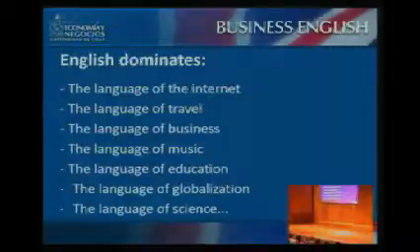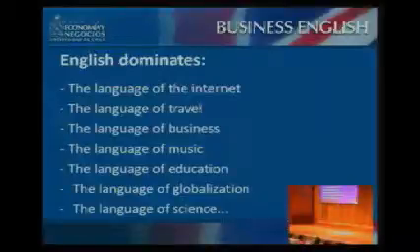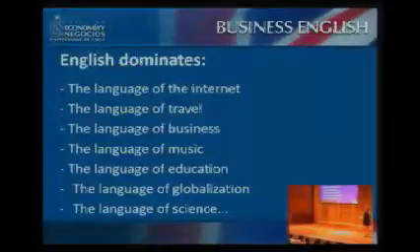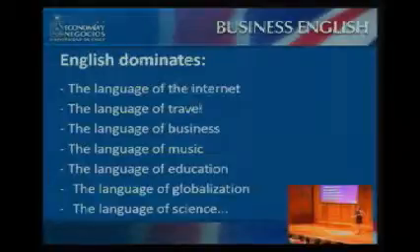English is also the language of travel, right? It's the language of business, music, education, globalization, science. If you are a scientist or a doctor, most of the papers you're going to be reading will be in English. It's everywhere.